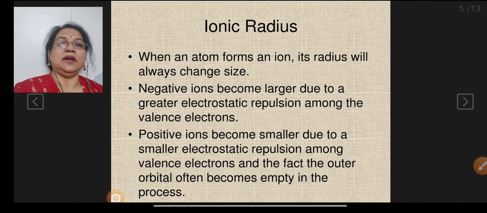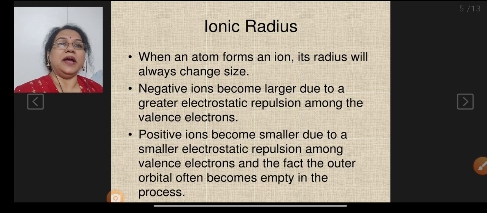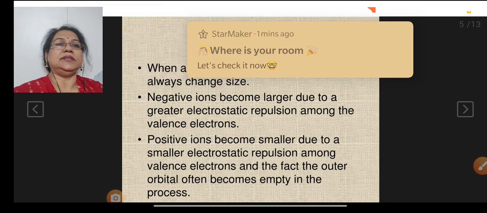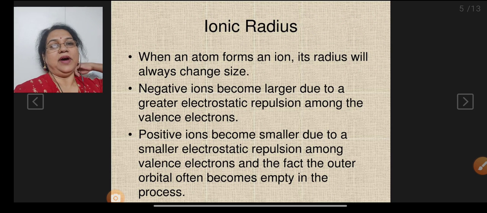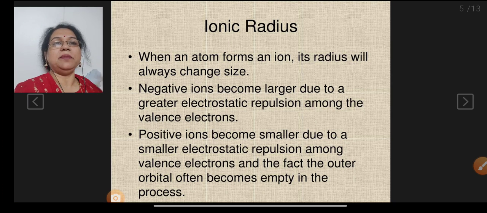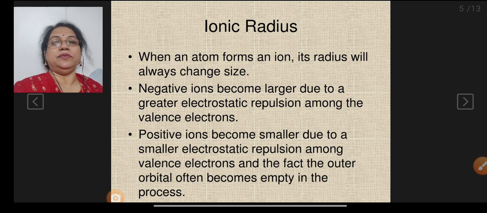Ionic radius: all the students, you have to write the ionic radius definition. When an atom forms an ion, its radius will always change in size. A negative ion becomes larger due to greater electrostatic repulsion among the valence electrons. A positive ion becomes smaller due to smaller electrostatic repulsion among the valence electrons, and the fact that the outer orbital often becomes empty in the process.